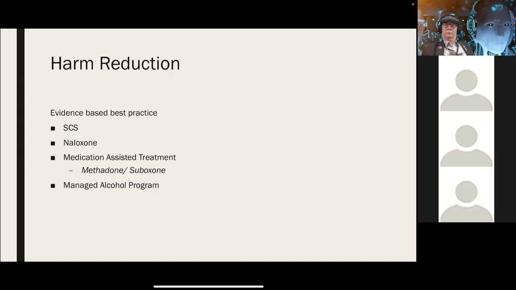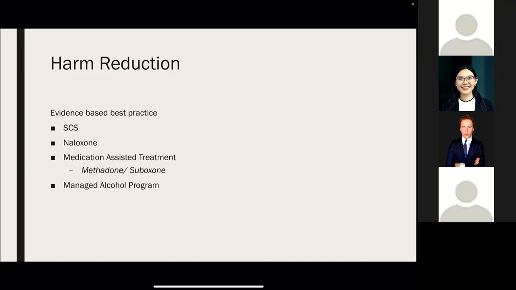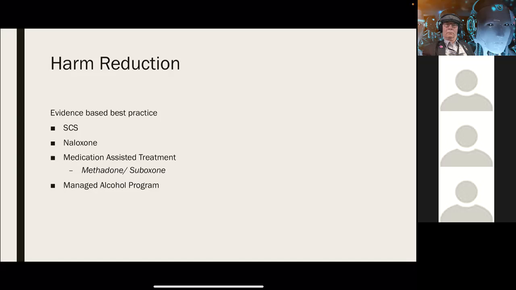So to prevent and specifically deal with the opioid crisis that we are going through in the homeless community, we have the safe consumption sites, naloxone, medication-assisted treatment, and managed alcohol program. So safe consumption site is where it's staffed by nurses and paramedics, and it's where a client can come in and use whatever drug of choice, and then be monitored so that there is a less likely chance of overdosing, or have access to a clean space that they can use.